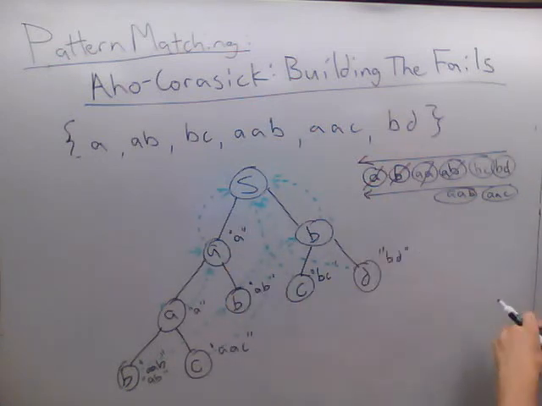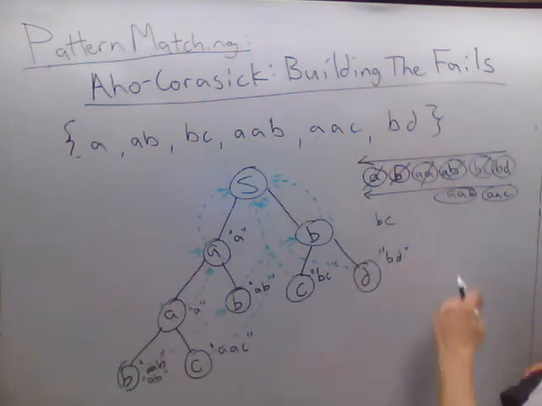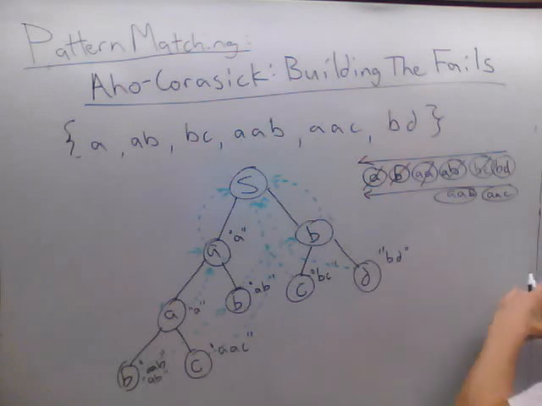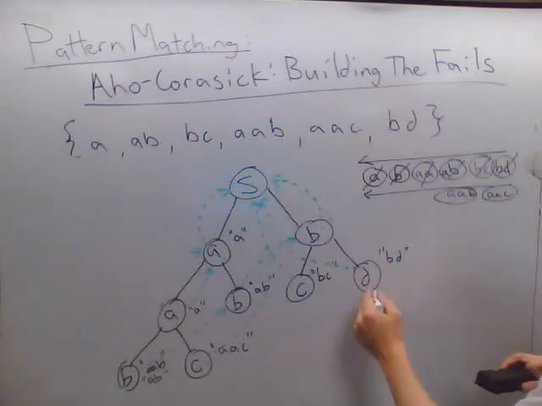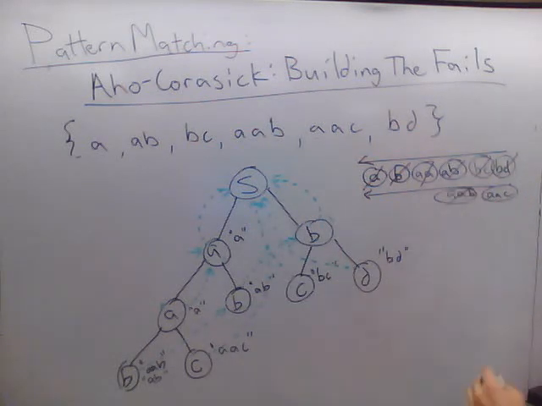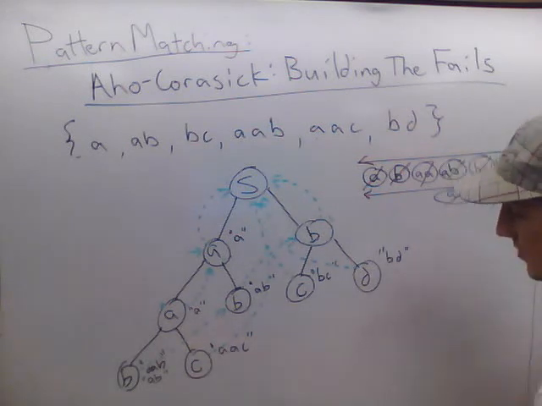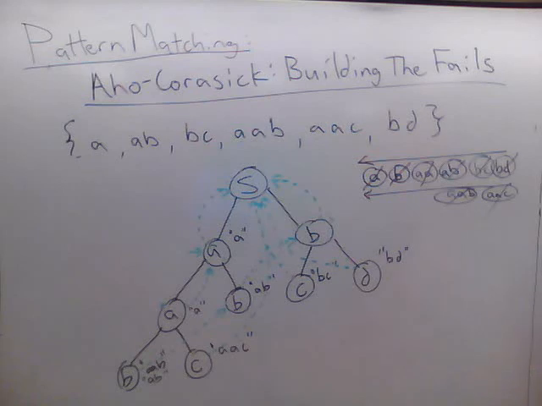We're done with AB. Pop out BC. BC has no children. Pop out BD. BD has no children. AAB has no children. You get the idea. AAC has no children. So we're done. We have successfully built all the fails for this tree.